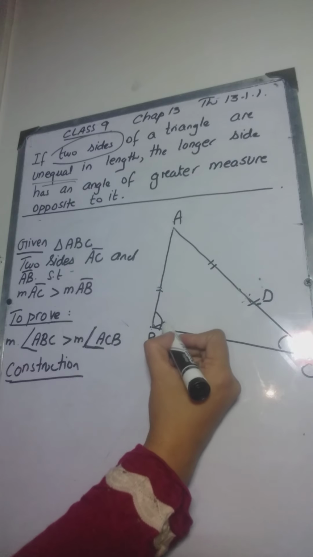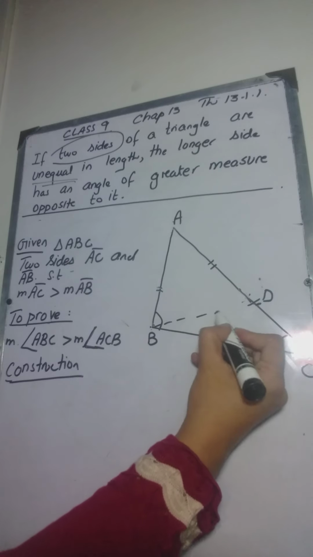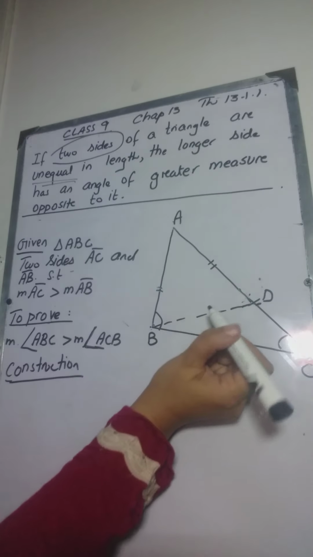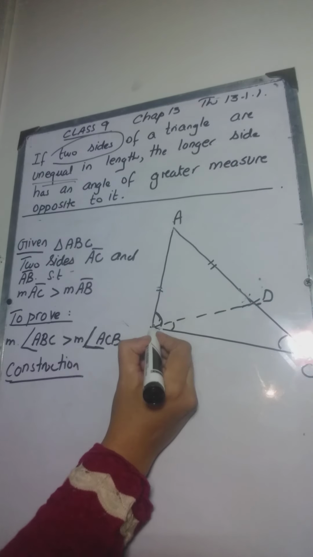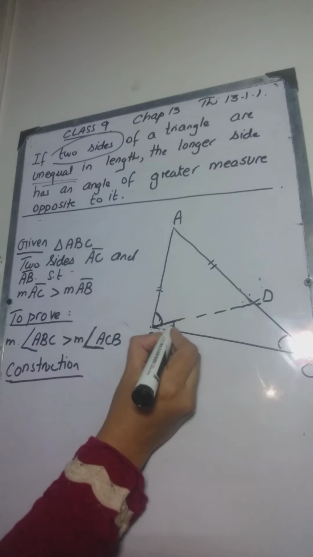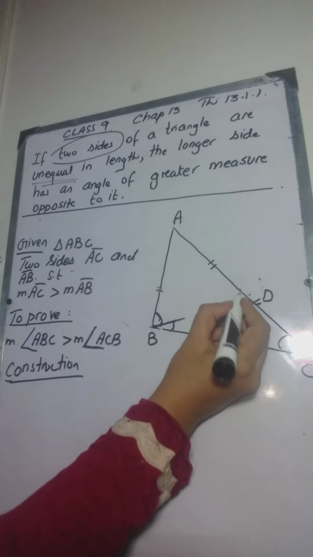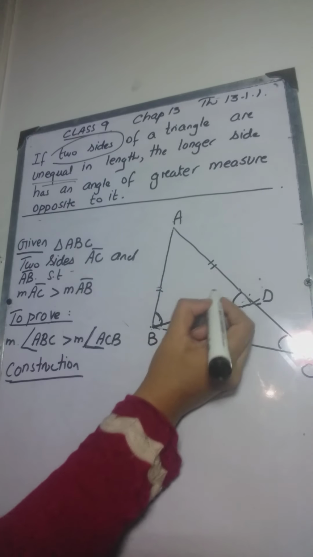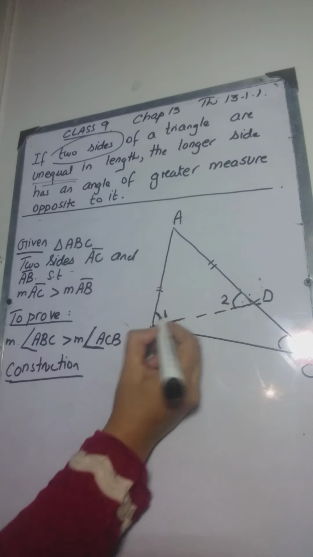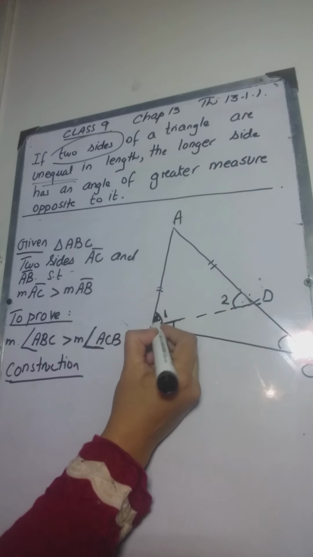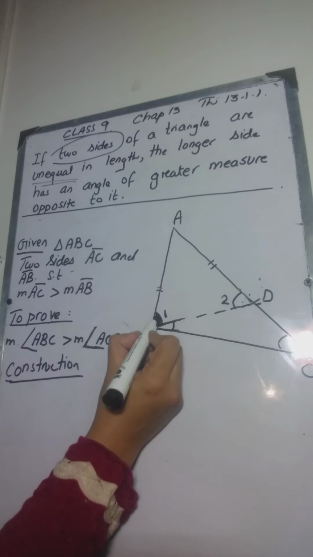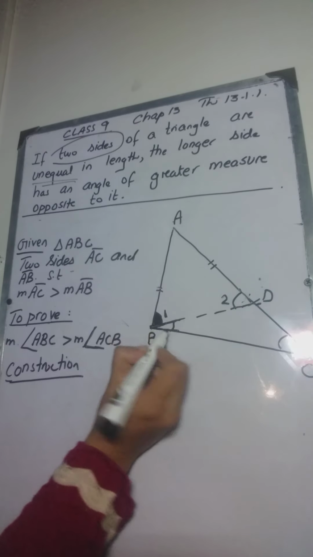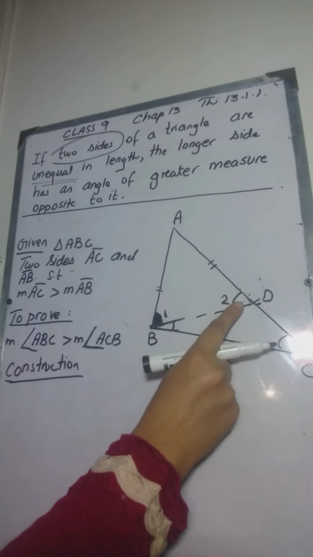Then you are going to join B to D. Now name this angle as angle 2, and this angle up till here, this angle, this is angle 1, only the shaded one. Name this as 1 and name this as 2.